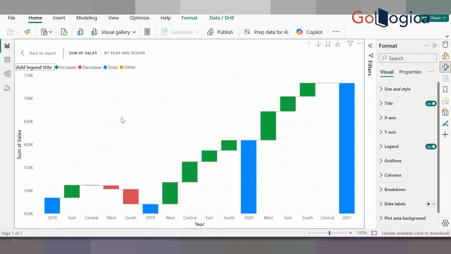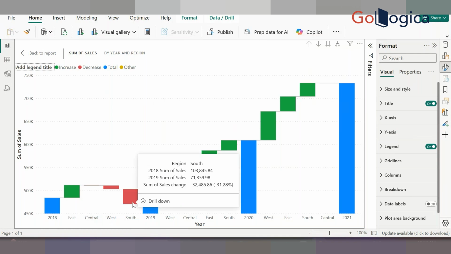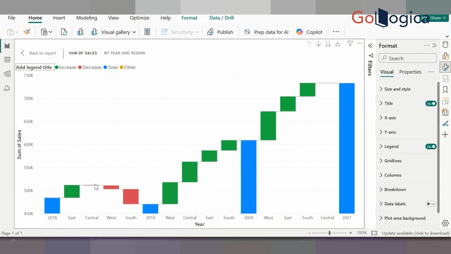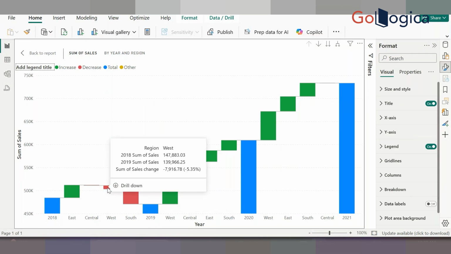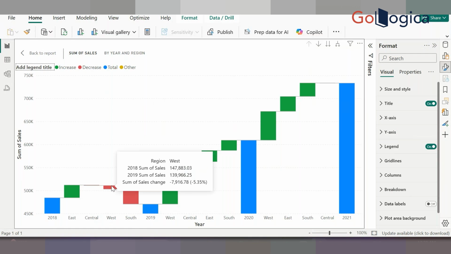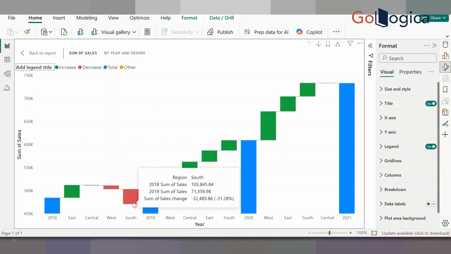But we see that only one region has shown growth, and all the other regions have shown a decline. A very invisible decline by the central region, so no progress or growth. And you can see again a small decline by the west region, around 5%. But the south region has a decline of 32%. A very big decline by the south.